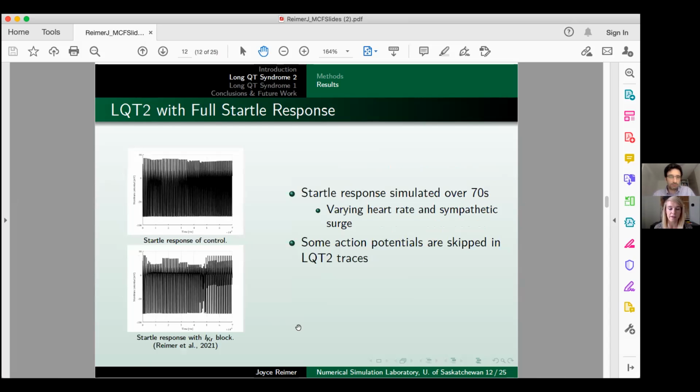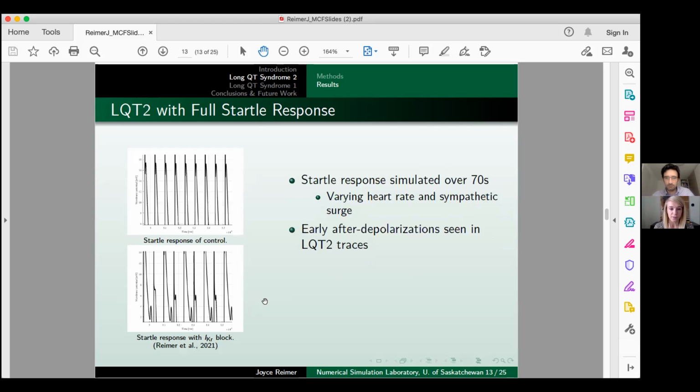Then on top of the sympathetic parameter changes, the calcium parameter changes, we applied a full startle response with the changing heart rate. As you can see in the trace at the bottom here, quite a few action potentials are skipped, and there's some erratic activity. When you zoom in, you can see some extraneous peaks in the traces of the LQT2 phenotype. These are called early afterdepolarizations, which are thought to be precipitating events at the cellular level for an arrhythmia to occur.